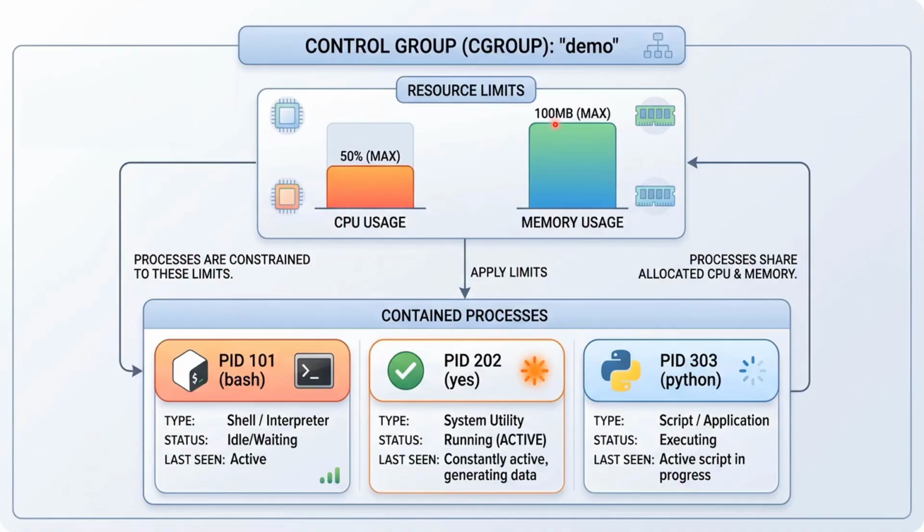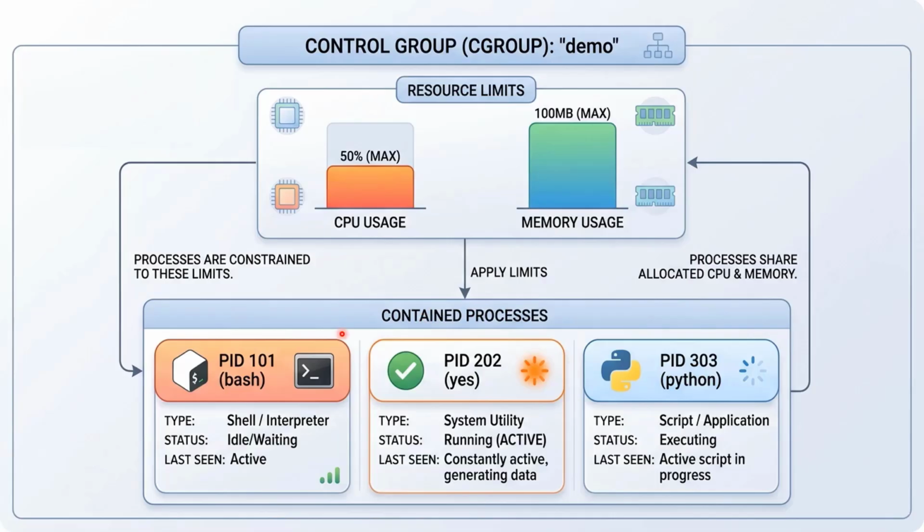And these limits are applied to the whole group. And if you see below, multiple processes are running inside it. It doesn't matter if it's bash, a system utility or Python. All of them share the same limit. That's the key idea here. Linux does not control processes individually. It controls the group. So instead of chasing every process, you just control one Cgroup and automatically everything inside follows the rules. And this is exactly how containers manage resources. It's not magic, just Cgroups doing their job.